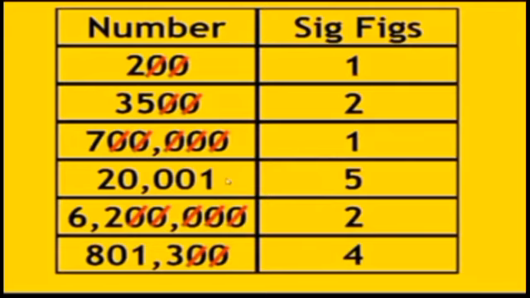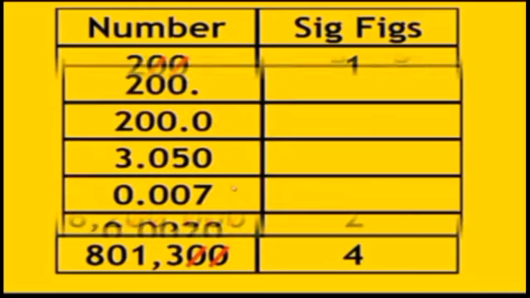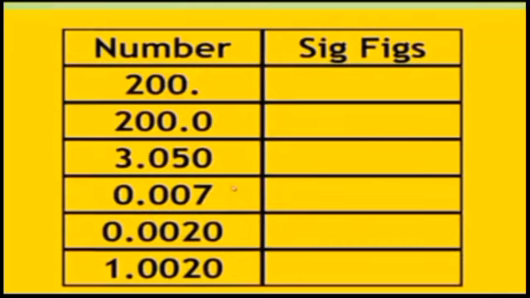Now let's look at this example, 20,001. The zeros in between, the trapped zeros, remember rule number 2, are significant. Why? Because they are trapped in between numbers, hence they are significant. Therefore, we have 2, 0, 0, 0, and 1. Therefore, we have 5 significant figures. Let's go to other examples. Let's deal with decimals now, and let's take the correction.